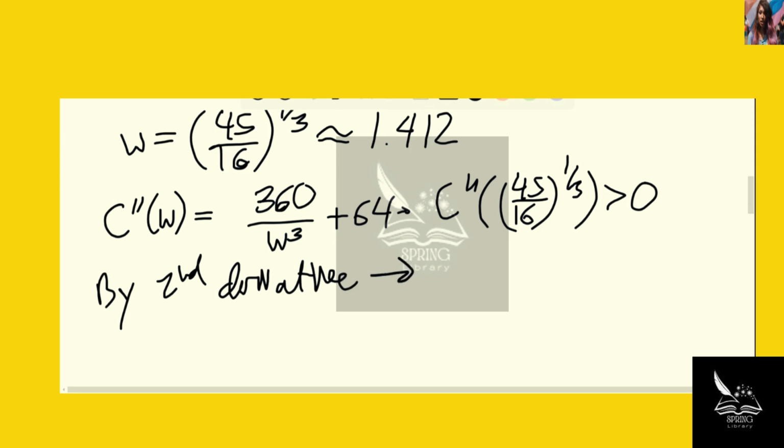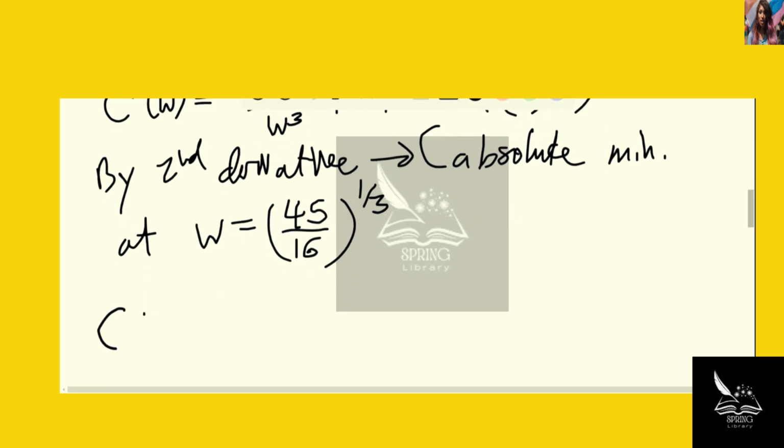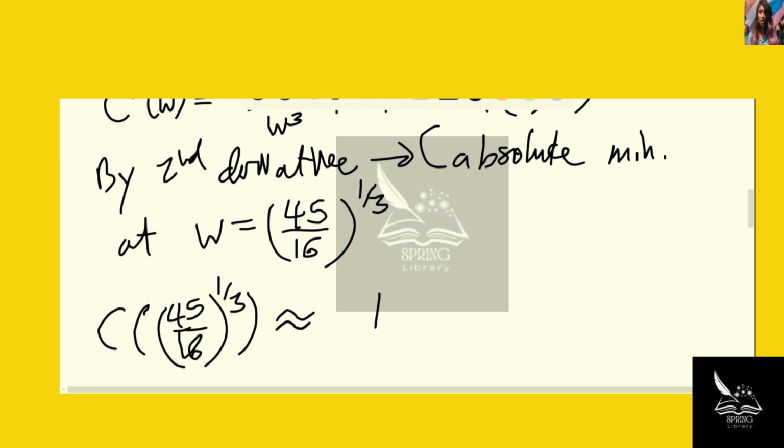It follows that C has an absolute minimum at W equals 45/16 to the 1/3. And the minimum cost is C of 45/16 to the 1/3. You plug this in, this is approximately 191.28, and this is in dollars.